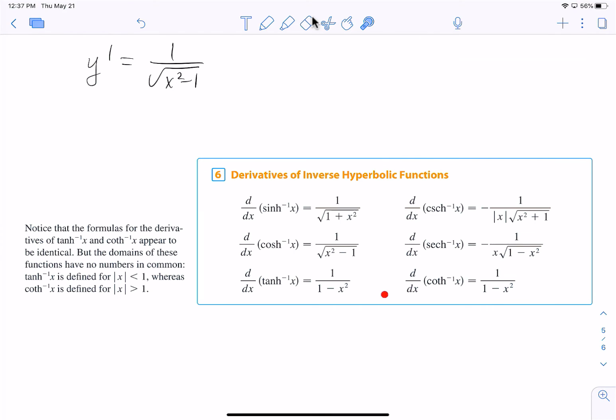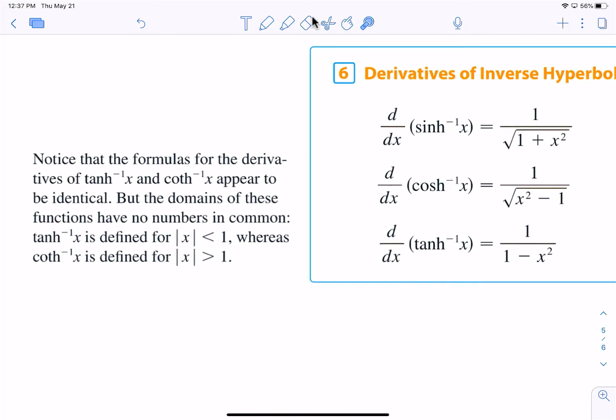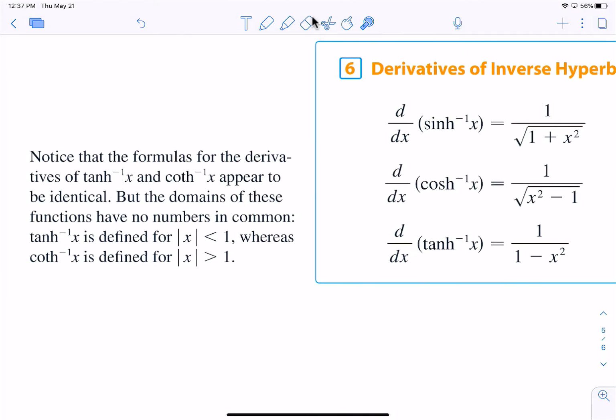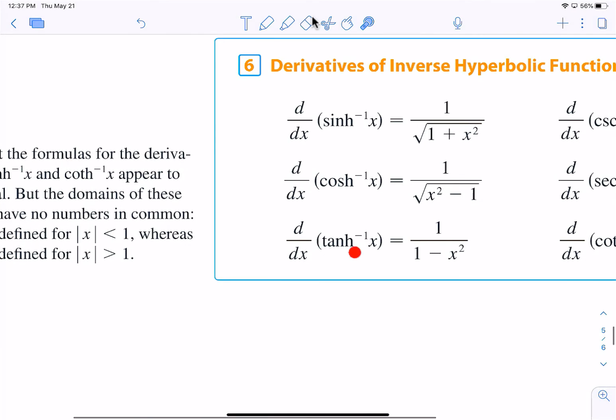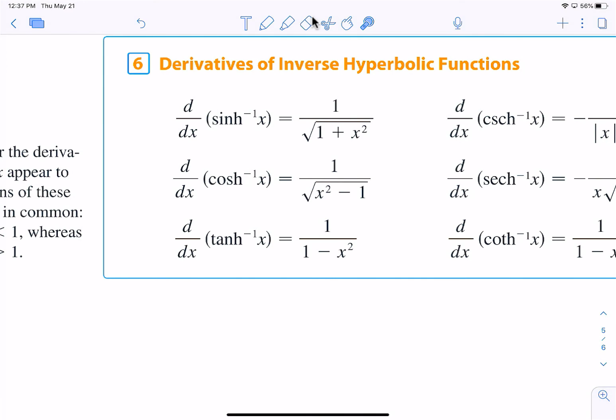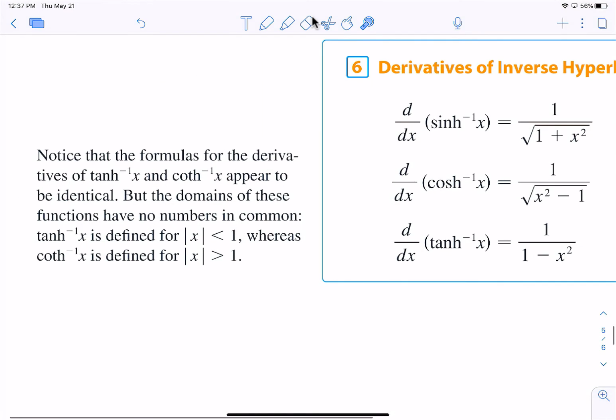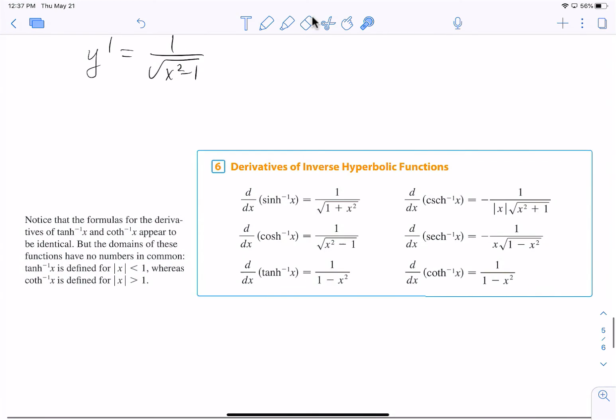And that actually matches what you see for the inverse hyperbolic cotangent, but there's this note over here where we see that the domains of the inverse hyperbolic cotangent and the inverse hyperbolic tangent don't have any numbers in common. They're defined for different x values or different input values. The inverse hyperbolic tangent is only defined when the absolute value of x is less than 1, and for the inverse hyperbolic cotangent, absolute value of x has to be greater than 1.